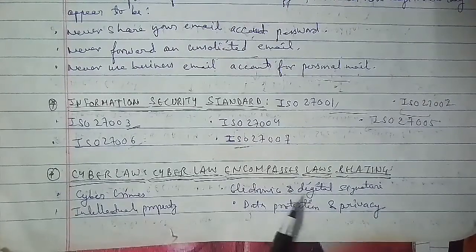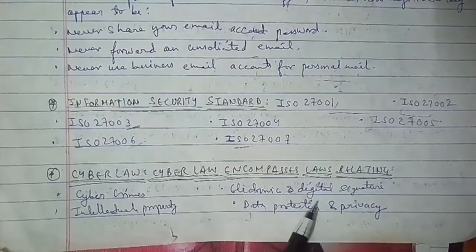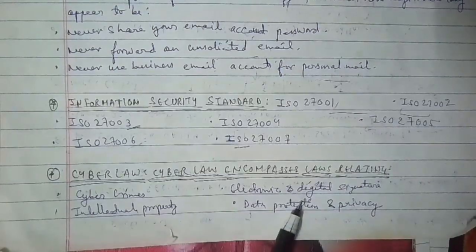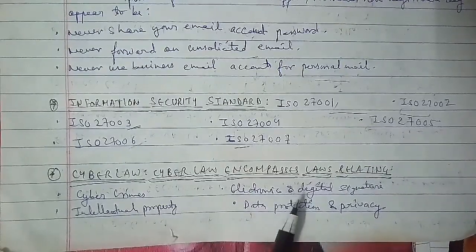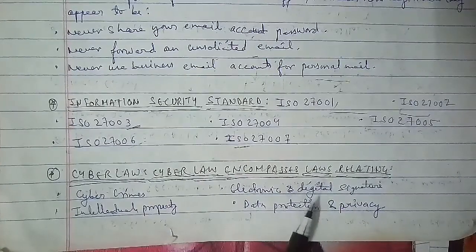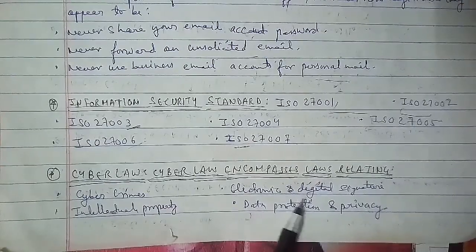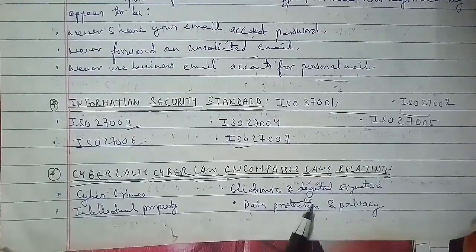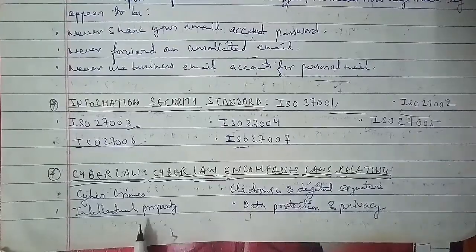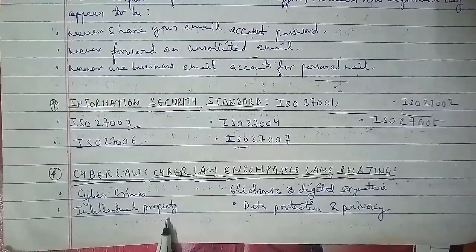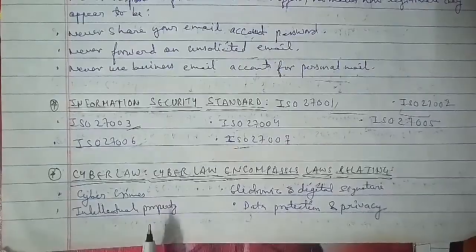Next we have data protection and privacy. Here the data protection and privacy laws aim to achieve a fair balance between the privacy rights of the individual and the interest of data controllers such as banks, hospitals, email service providers, etc. These laws seek to address the challenge to privacy caused by collecting, storing, and transmitting data using new technologies.